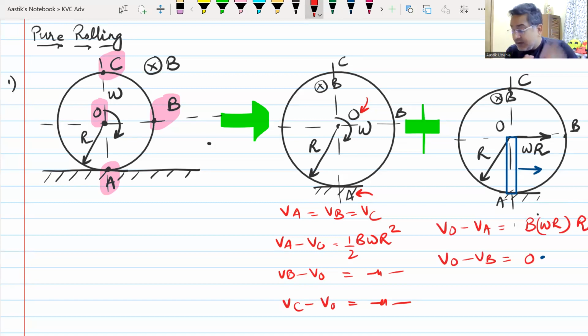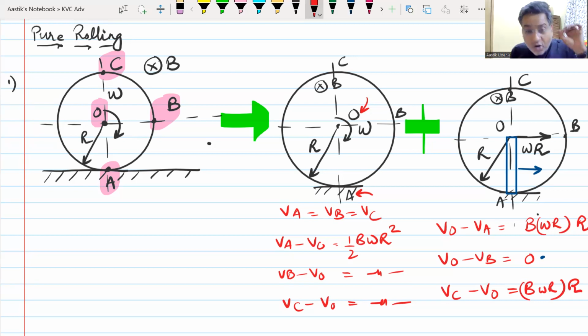Yes. Now between O and C, C will be at a higher potential. Yes or no? So VC minus VO will be equal to B into omega R into R. From here, you can also find out the potential difference between any 2 points. Do we understand this, how I have done this? Yes, sir. Everyone understands this?